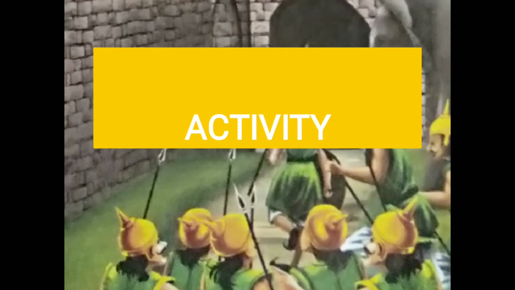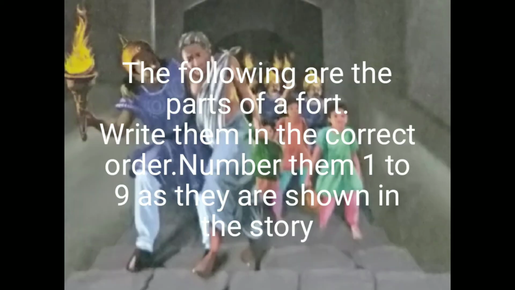Now it's time for our activity. So check your lesson, everyone. Okay, the following are some parts of a fort given. What you have to do is write them in the correct order. First you have to write them in the correct order, number them 1 to 9 as they are shown in the story. Which comes first, second, third, fourth, fifth, sixth, seventh, eighth, ninth, you have to write that.